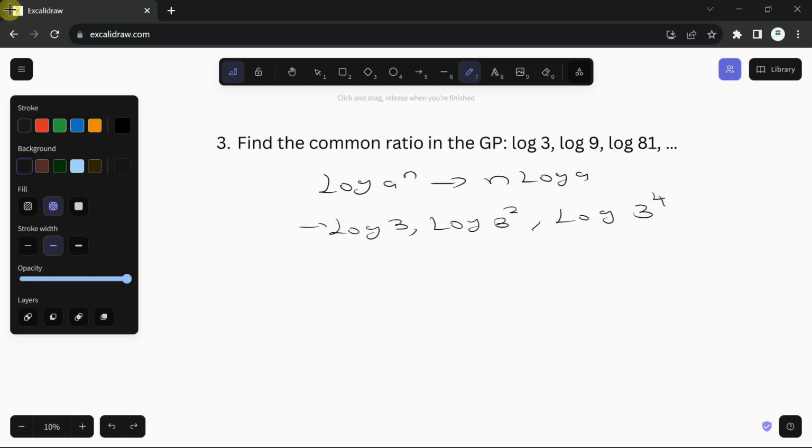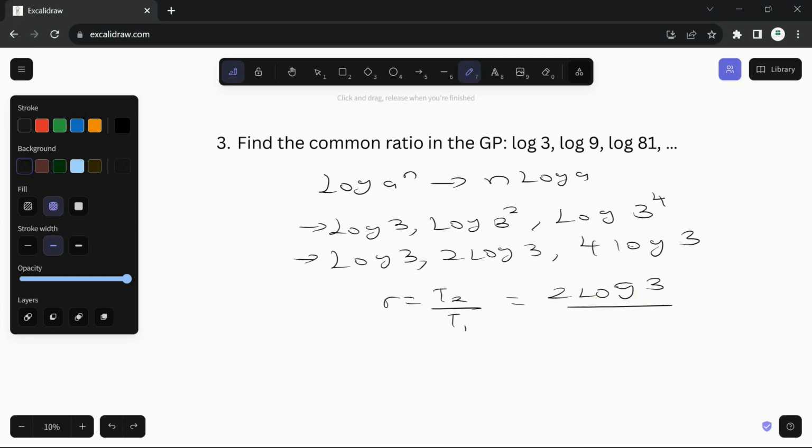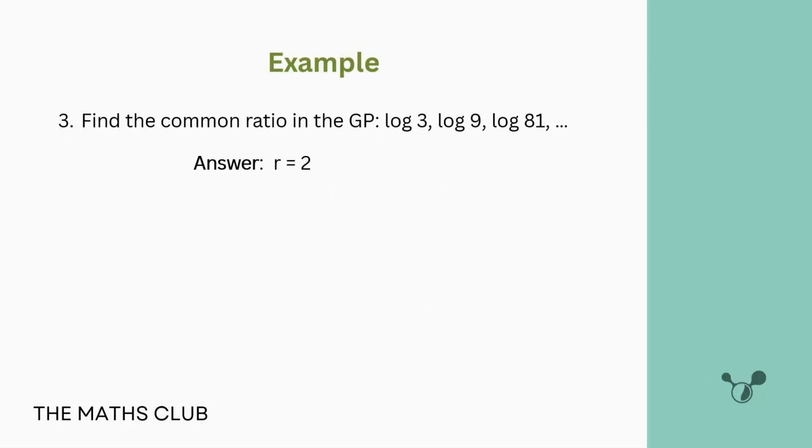So I can also write this as log 3, comma, I can bring this 2 down, that will be 2 log 3. I can bring this further, that will be 4 log 3, right? So it's very easy for me to now find the common ratio. I could just say R is equal to T2 divided by T1, and that would be 2 log 3 divided by log 3. So log 3 will cancel log 3, and then our common ratio is just 2. Great. Let's see if we're correct. R is 2. Great. Well done, everyone.